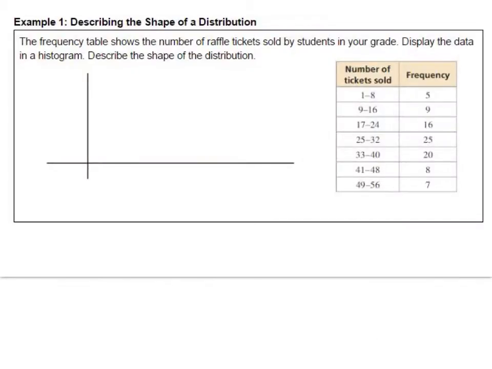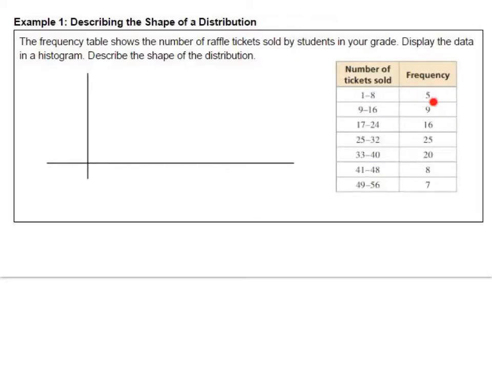So let's take a look at our first example. What we have here is what's called a frequency table. We're looking at the number of raffle tickets sold by students in your grade. A frequency table, instead of looking at data in terms of one number, or two numbers, or three, whatever it may be, looks at ranges. So what we have here is a range of 1 to 8 tickets sold, 9 to 16, 17 to 24, 25 to 32. So it gives us a range of what tickets were sold.